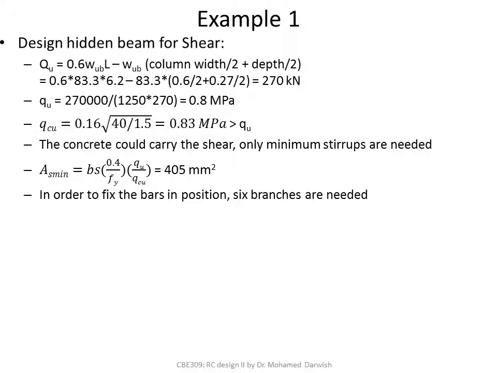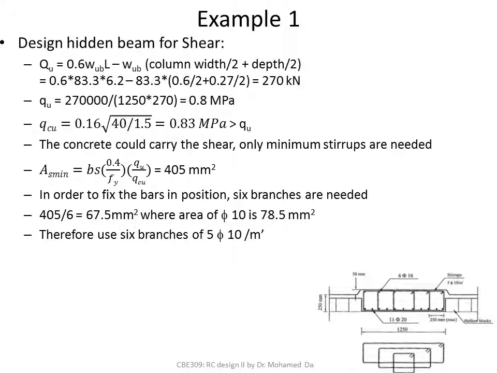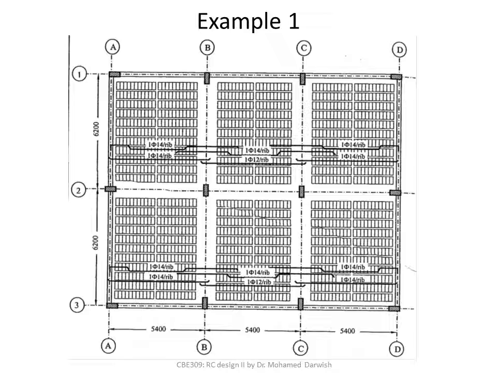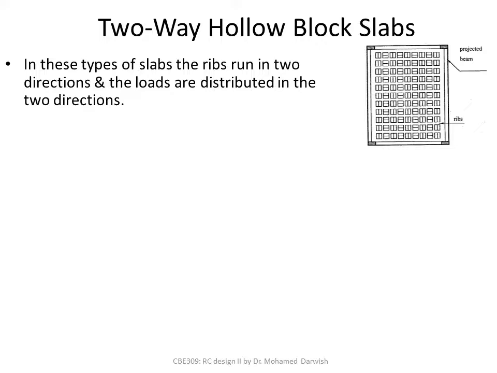So we'll get 6 branches in order to be able to fix our bars. So 6 branches of 5 phi 10 per meter run, as shown here. And it's very important to understand that we have this detailing in this manner in order to be able to fix our 6 bars here, the stirrup hangers. And this is the detailing of the hidden beam. This is the detailing of the rib reinforcement.